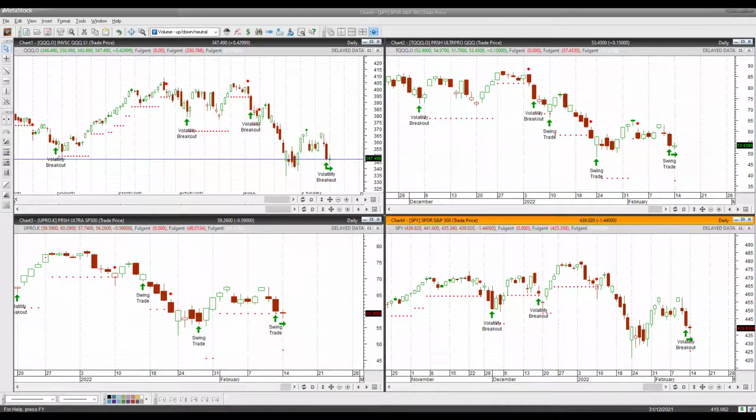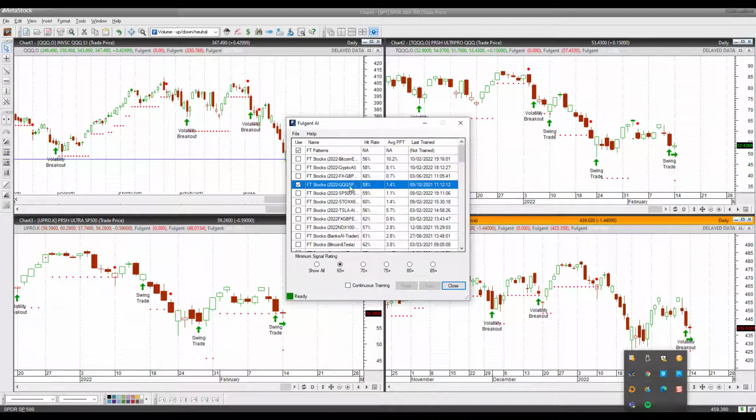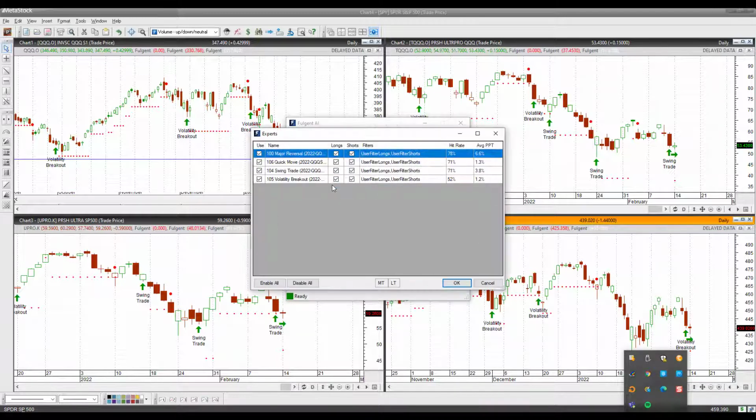Now, interestingly, just to recap quickly, the AI engine that we're using has been trained over thousands of data points for these ETFs, and here are the trading statistics. The major market reversal strategy is on average 78% accurate, with an average profit per trade of 6.6% over the testing period. Now, this is over thousands of trades. The quick move is on average 71% accurate, 1.3% average profit per trade. With the quick move strategy, you're in on day 1 and you're out on the 3rd or 4th day. So it's a very quick swing trade strategy.